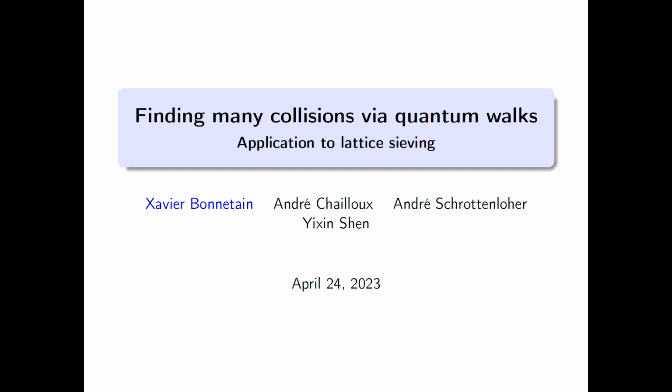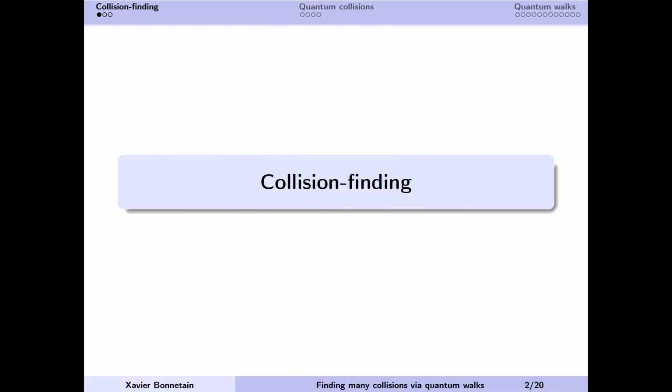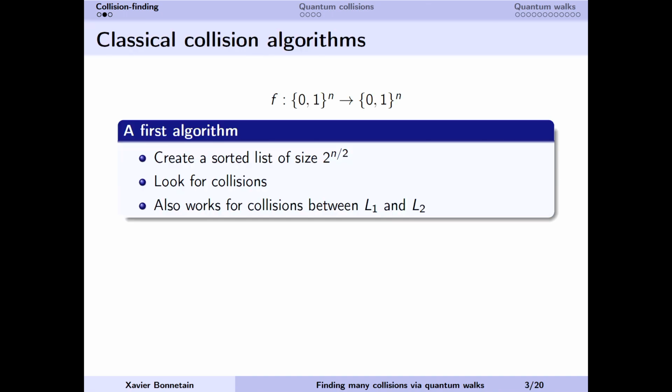So this work is called Finding Many Collisions via Quantum Walks, with an application to lattice sieving. As the title says, the aim is to obtain an efficient algorithm to find many collisions in a quantum setting. First, I will present the classical landscape on collision finding before moving to quantum algorithms and our work. So how can we find collisions classically?